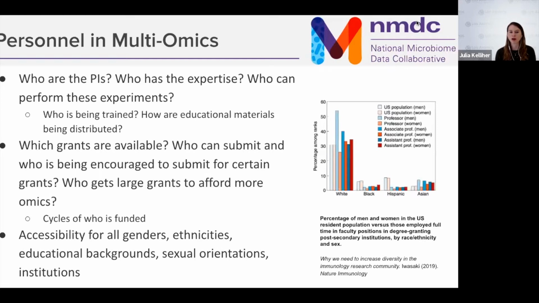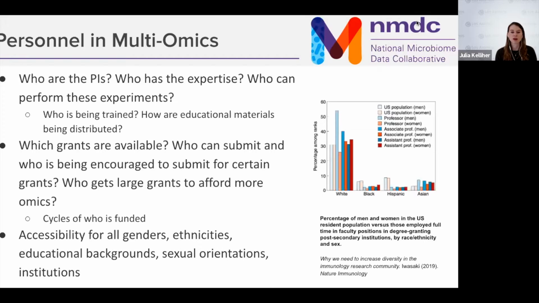And then which grants are available, who can submit, who is being encouraged to submit for certain grants, who gets these large grants to afford more omics, and how do we encourage more researchers to be able to get these larger grants and do these multi-omic studies and make multi-omics and microbiome research truly accessible? So that it's not leading to some of these cycles of who is funded, and making sure there's always new pools of researchers and diverse researchers.